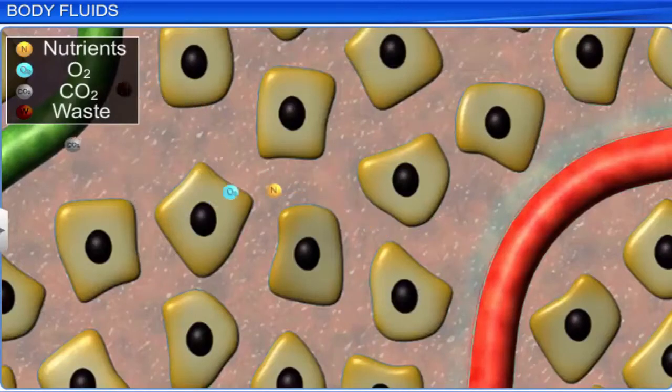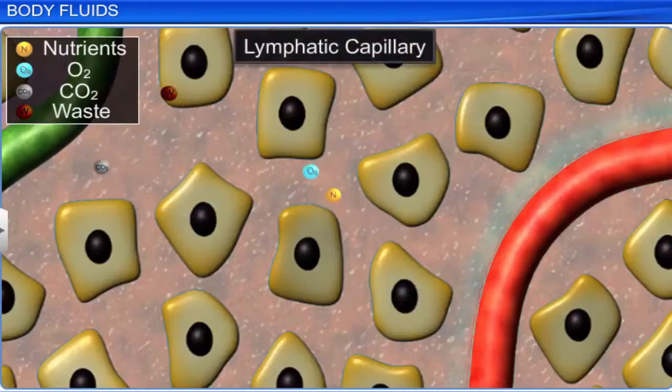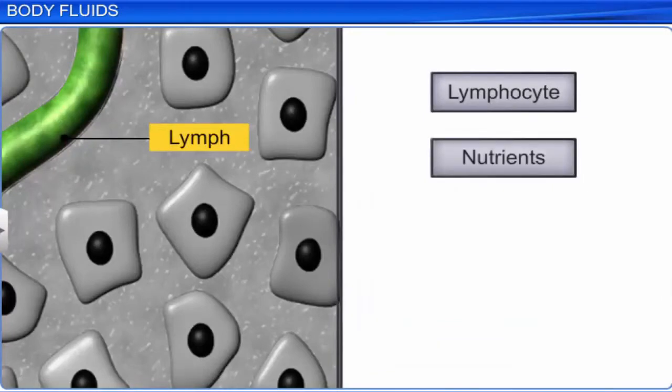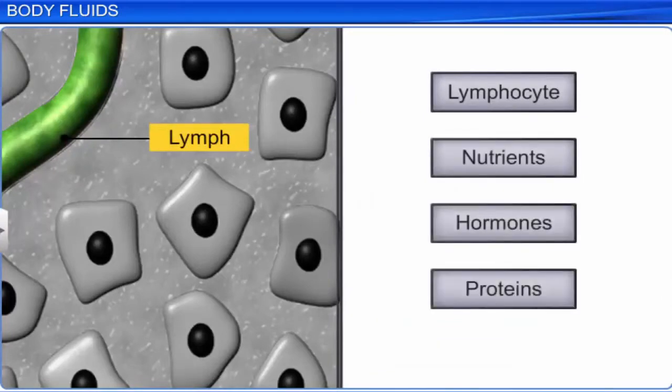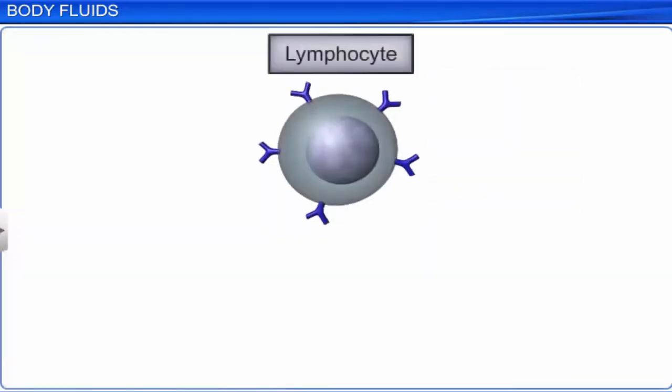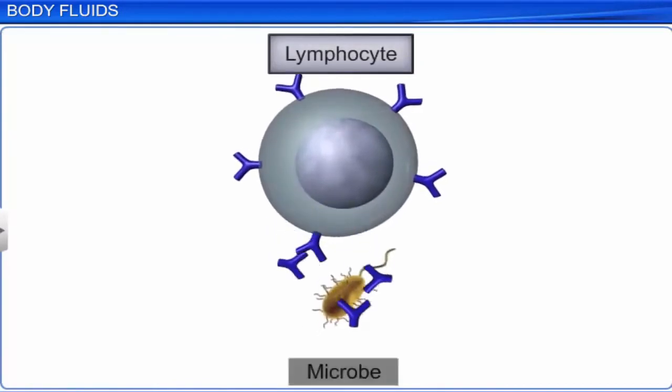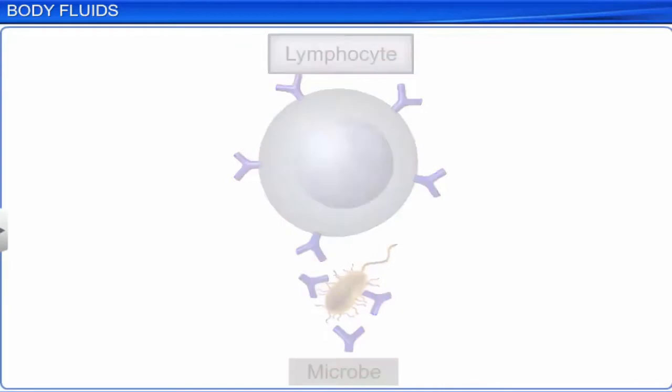When this tissue fluid enters the lymphatic capillaries, it is called lymph. Lymph is a colorless body fluid that contains lymphocytes, nutrients, hormones, and proteins. Lymphocytes in the lymph help the body fight microbes such as viruses and bacteria.